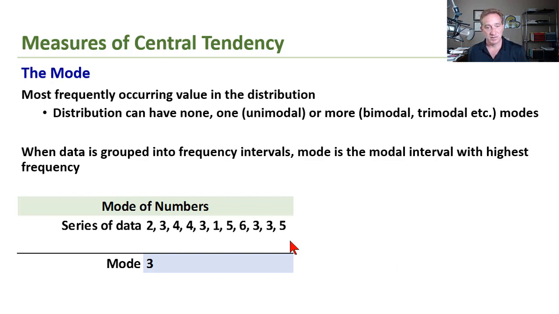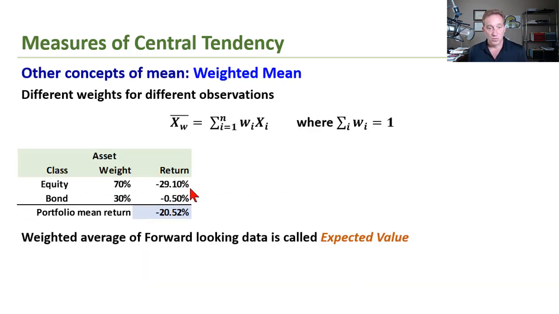The mode is simply the most frequent. So if here we have a series of data, the mode is the one that occurs most frequently, which happens to be, well, at first glance, I might think it's a 4, but a 4 occurred only twice, whereas the 3 occurs 1, 2, 3, 4 times. The 3 is the most frequent observation, and so it wins the vote in terms of the mode. Very straightforward.